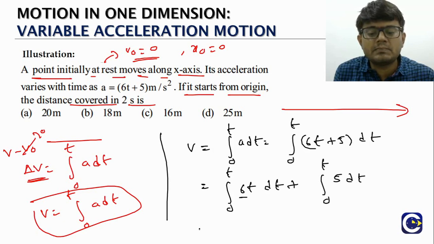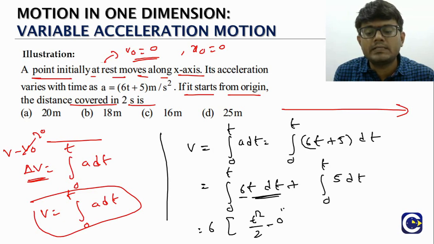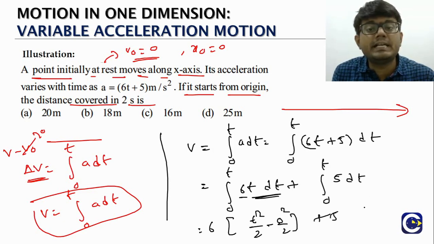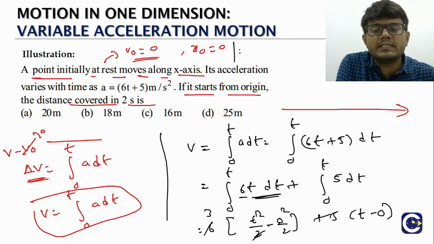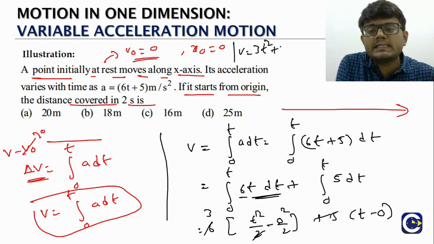6 comes out. Integral t dt means t square by 2. That is t square by 2 minus 0 square by 2. Limits we have to substitute. 5 comes out. Integral dt means t. Final limit is t, initial limit is 0. So what will we get? 2 1s are 2, 2 3s are 6. So we will get the velocity function. What is it? 3t square plus 5t. That is the velocity function.